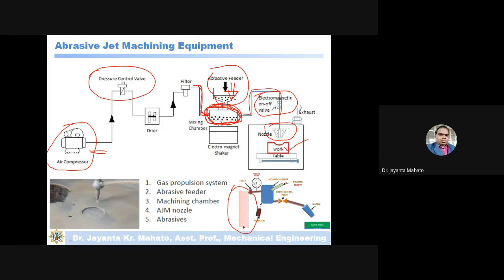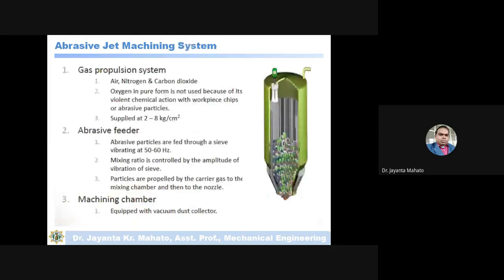So sometimes this nozzle can travel according to the desired requirement of the workpiece. Sometimes there is a table, and this table can travel. जैसे अगर table को travel करूँगा, then according to the desired shape, the product can be achieved. Okay. So these are actually the different main components of abrasive jet machining.